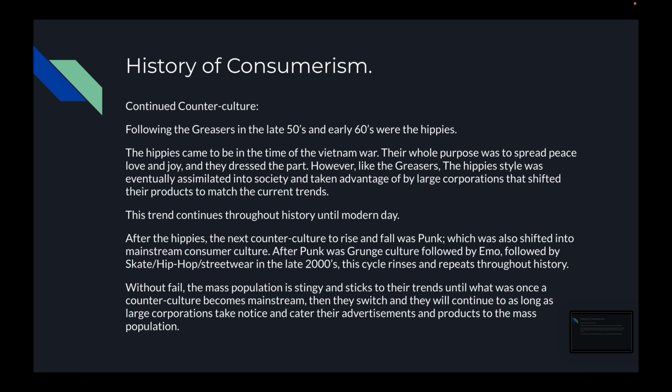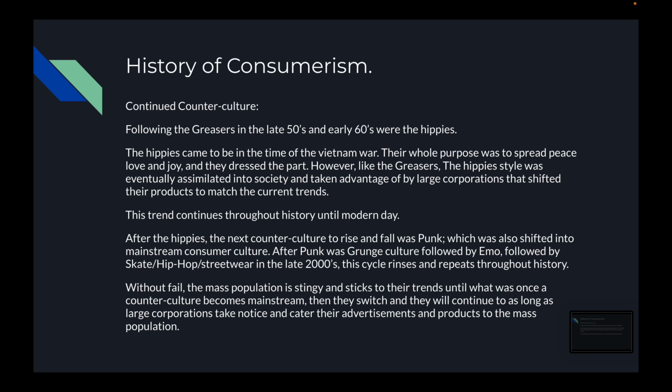You could see that even in the early 2000s, early 2010s, with girls' clothing brands such as Justice having peace signs and all that stuff. That all stems from hippie culture, which was taken by large companies and sold to the mainstream as the new product, the new thing that was hip.